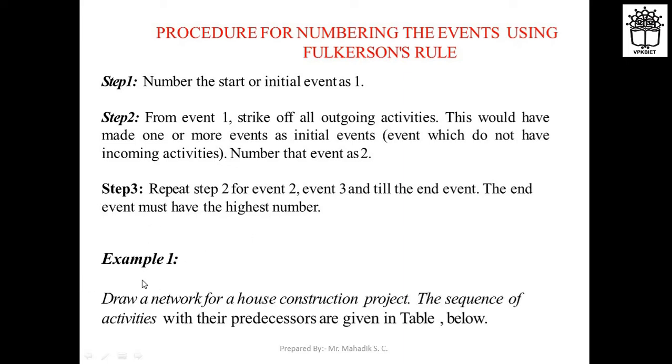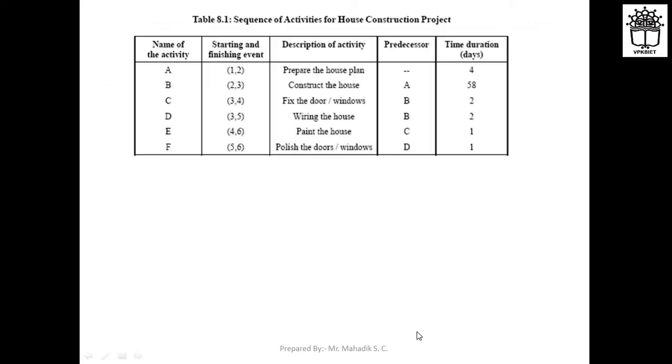Let us see with the help of one example how to draw network diagrams, right? Draw a network for a house construction project. The sequence of activities with their predecessors is given in the table below, right? So here you can see the table is given, that is, the sequence of activities for a house construction project. Here you can see the name of the activities is given: A, B, C, D, E, F, like that.